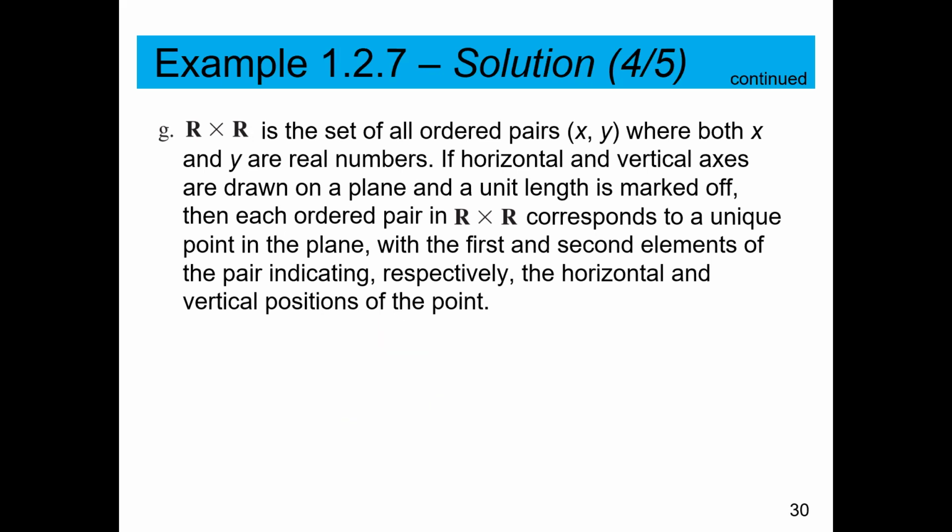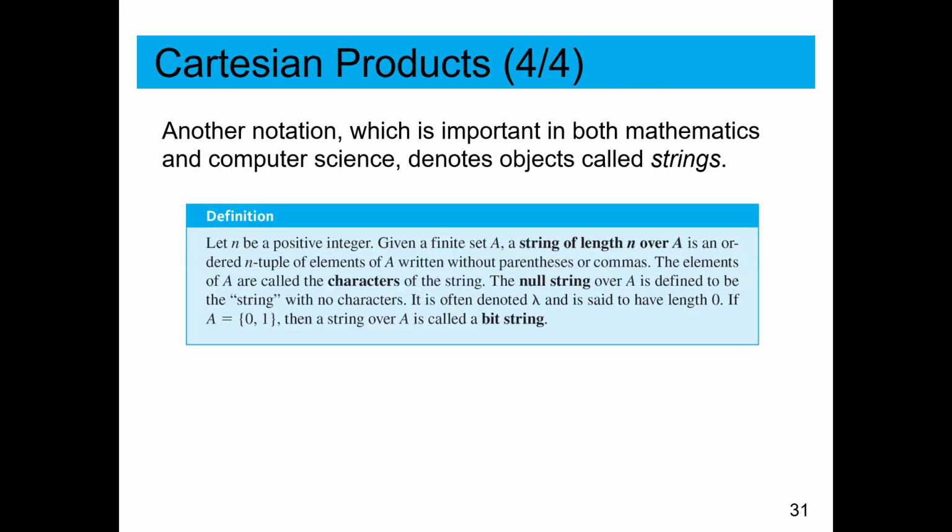All right, let me move on to another important thing that you computer scientists especially might recognize. It's something called strings. These are used a lot in both computer science and mathematics. A string is a Cartesian product because order is really, really important. Replication is important. The one little difference is there are no parentheses or commas. The elements are called characters of the string. A null string is blank, and sometimes you use lambda to represent the null string.